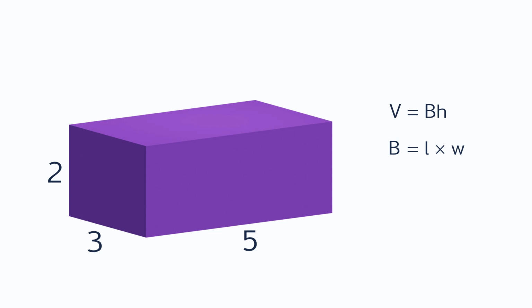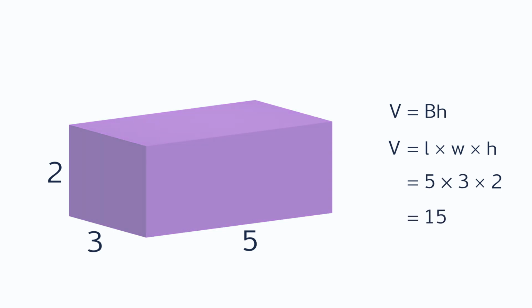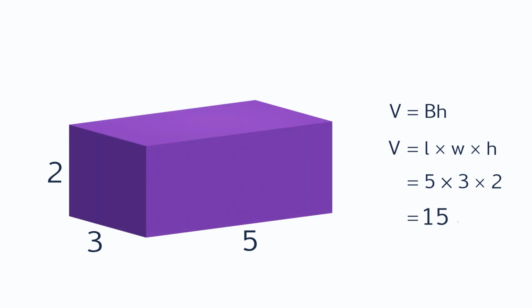The specific formula for the volume of a rectangular prism therefore becomes length times width times height. You input 5 for the length, 3 for the width, and 2 for the height. 5 times 3 is 15. This is the surface area of the base. And 15 times 2 is 30. So the volume of this rectangular prism is 30.